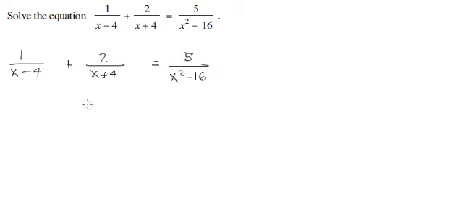The wrong way to do this would be to multiply every term by x minus 4 and x plus 4 and x squared minus 16. You'd probably get the right answer that way, but you'd work awful hard for it.